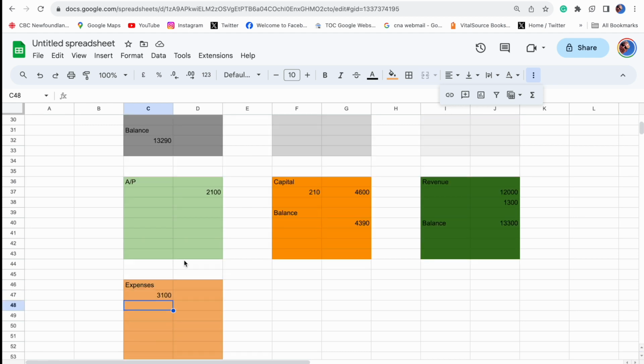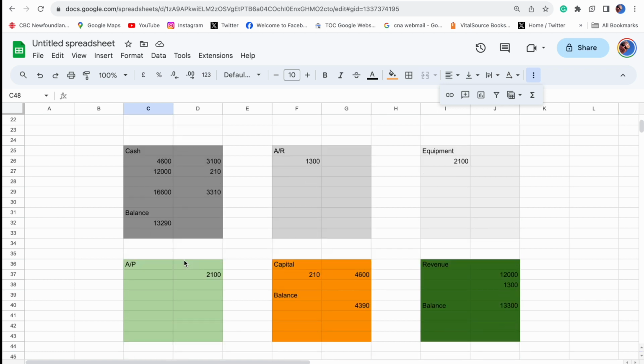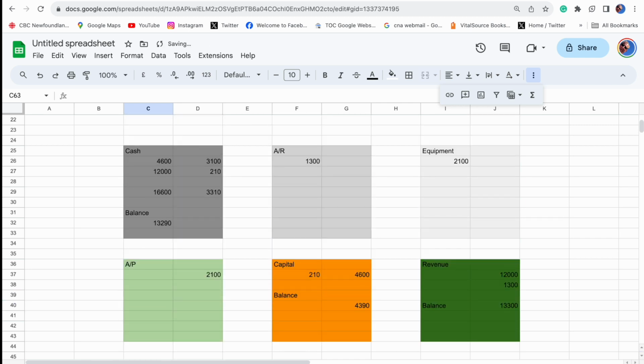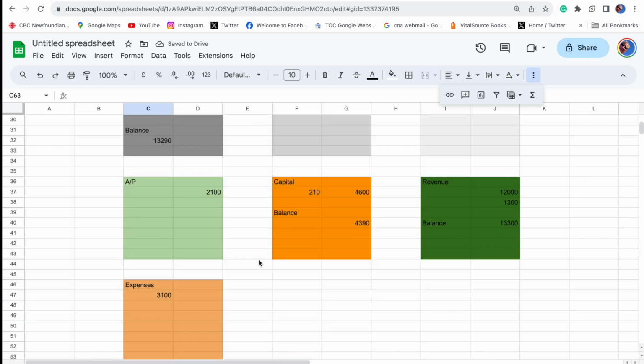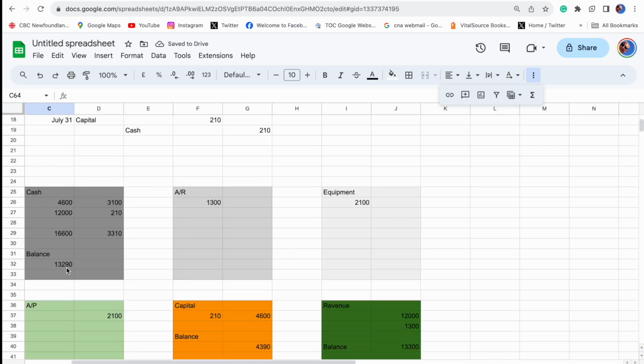So we can use that then. That builds the basics for our balance sheet. We need to be able to think about what exactly goes in the balance sheet. Our balance sheet at, this would be July 31st. The balance sheet would have assets, and those would include cash, accounts receivable, and equipment, and we just pull those right out. So 13,290.